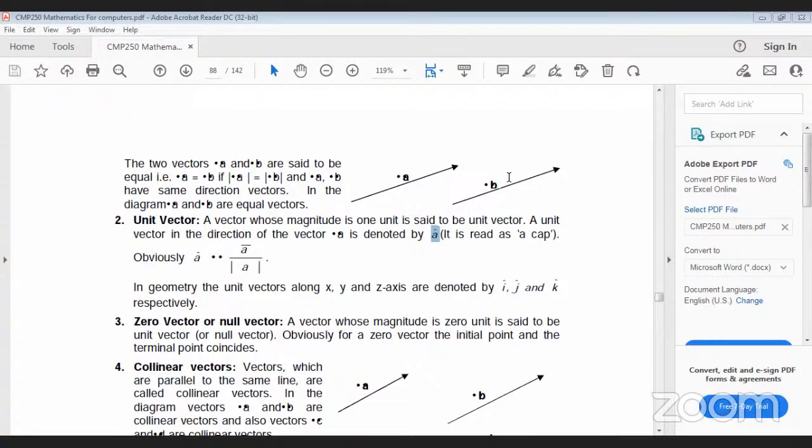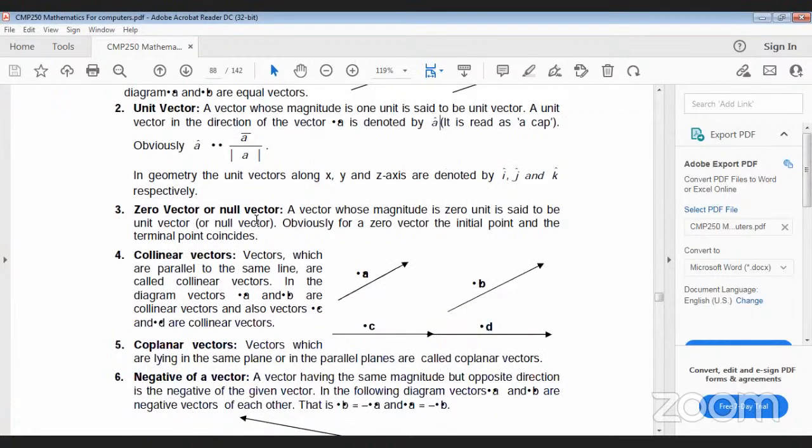After that, a zero vector means just a point. A vector whose magnitude is 0 unit is said to be a zero vector. Obviously, for a zero vector, the initial point and the terminal point coincide. So you can understand it is just a single point, because the initial and terminal points are coinciding on each other.